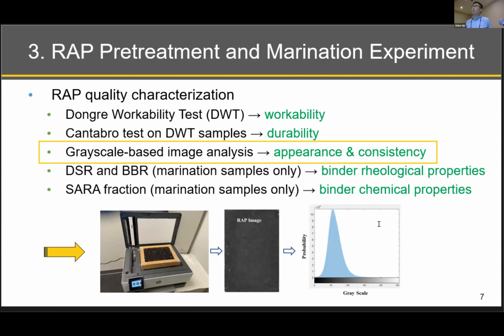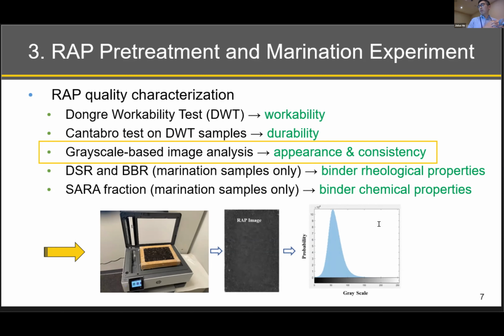In terms of image analysis, it's very straightforward. As you can see here, it's a regular desktop printer that we all use in the office or at home. We put a layer of recycled asphalt pavement on top, and we get the image shown in the middle. Then we apply some data analysis to look into the grayscale distribution. There are 2 things that this distribution tells us.